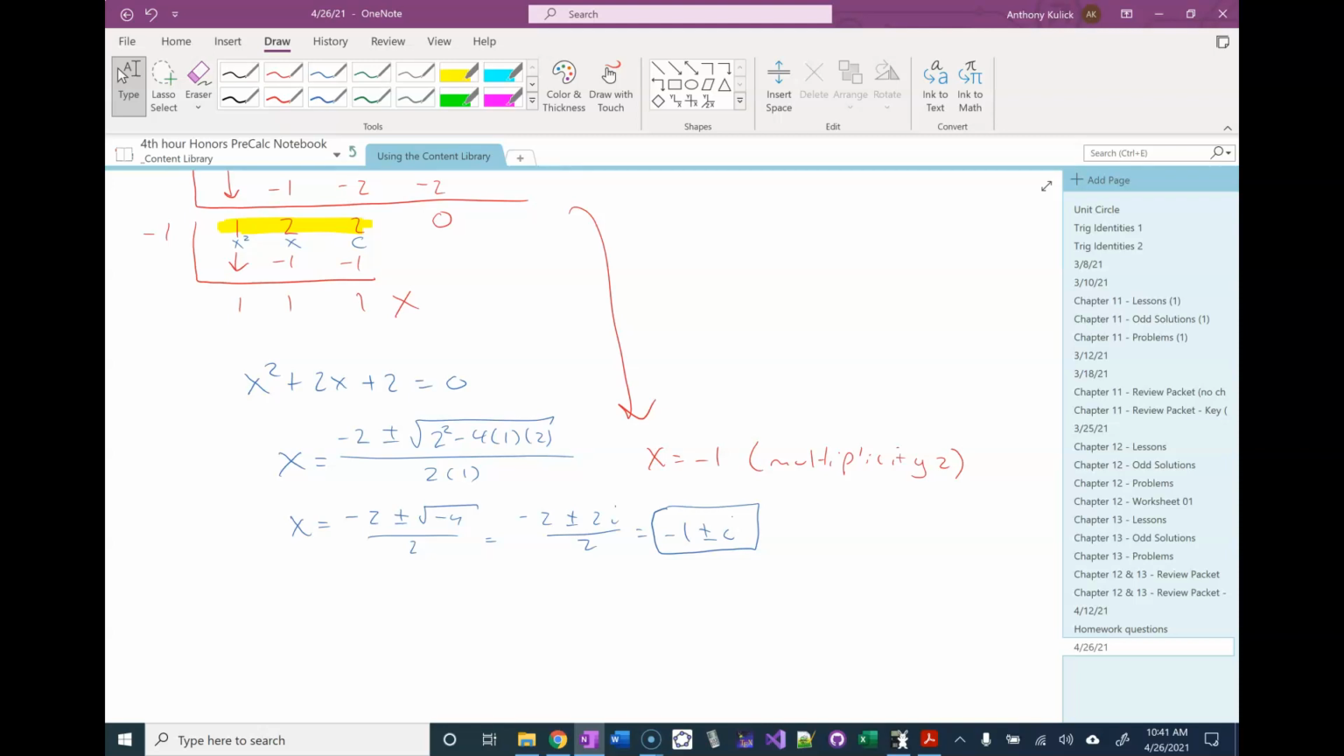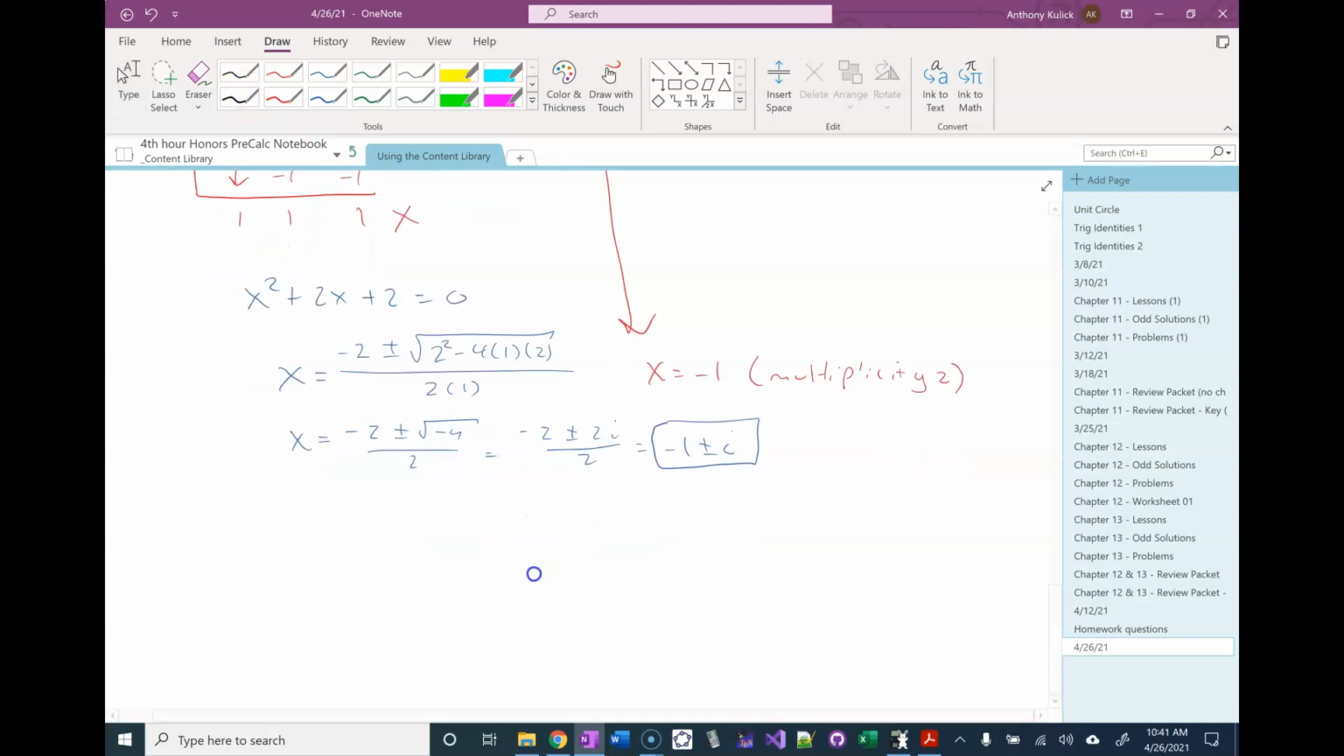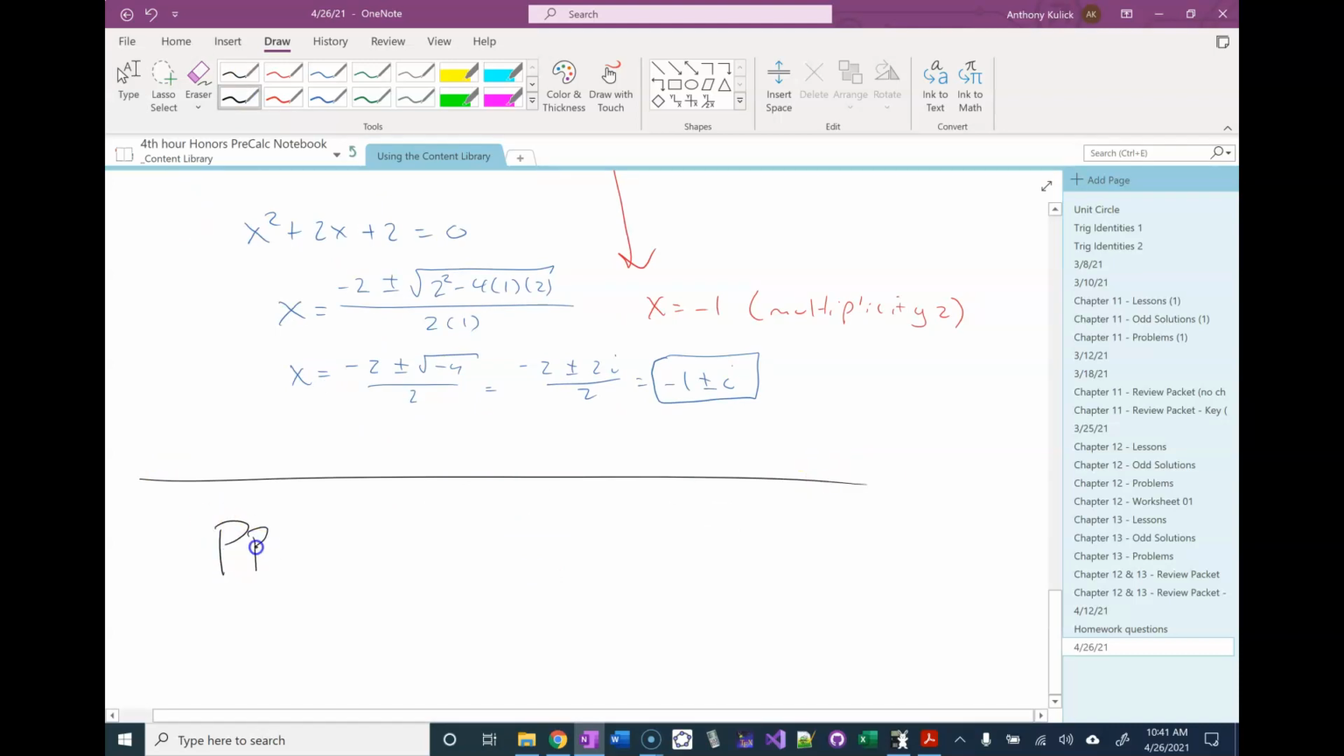Can you go over again just how to find the possible rational zeros? Yeah. It's the factors of the constant term divided by factors of the leading coefficient, positive or negative. And that's for the possible rational zeros.